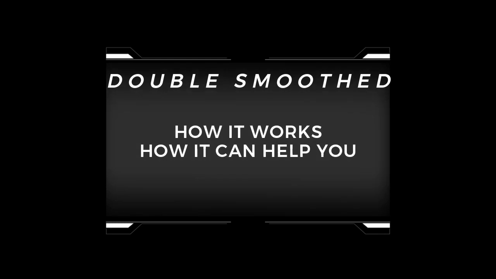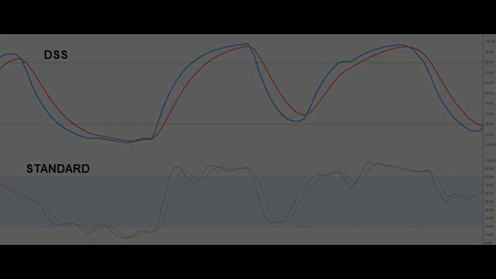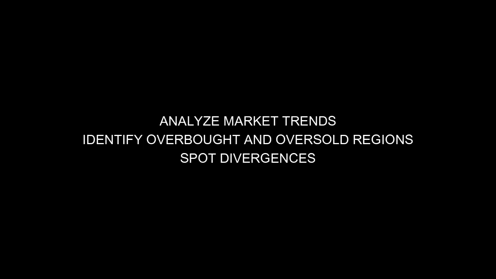What exactly is it? So it was created by a guy named William Blau, the Double Smoothed Stochastic Oscillator. And what it does, it applies EMAs, exponential moving averages, to a standard stochastic %K. So this is going to give you a smoother curve compared to that raw stochastic. And traders are going to use the DSS to analyze trends, identify overbought and oversold regions, even spot divergence.